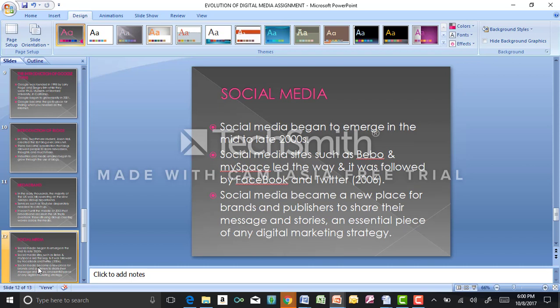Social media began to emerge in the mid to late 2000s, and social media sites such as Bebo and MySpace were introduced, and it was later followed by Facebook and Twitter, and it became the new place for brands and publishers to share their message and stories, an essential piece of any digital marketing strategy.